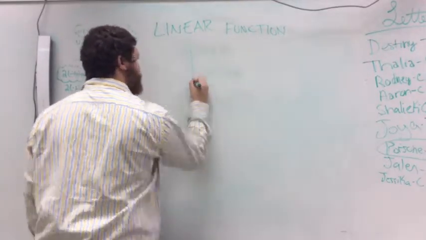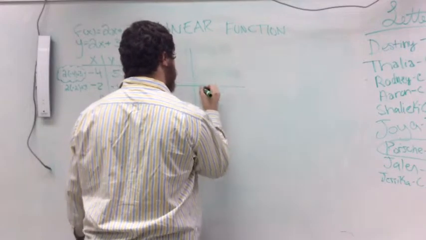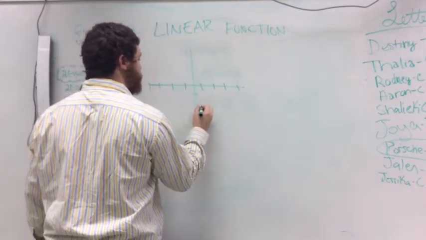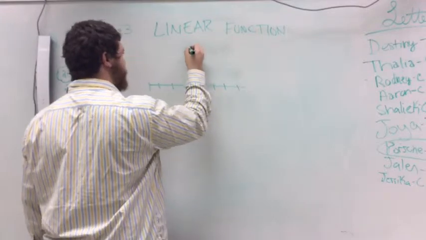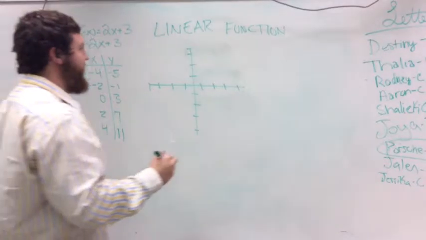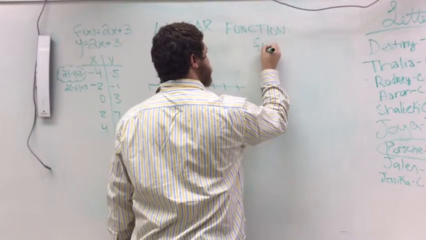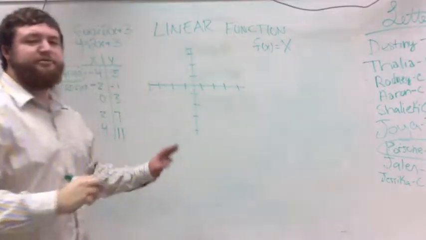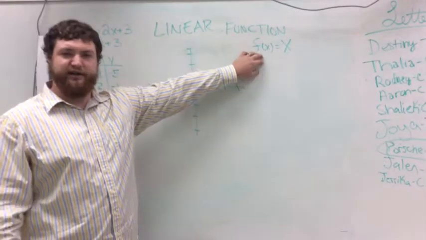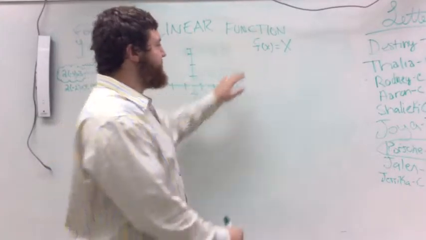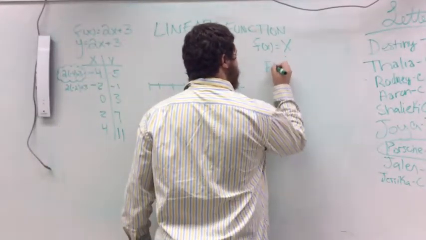Alright, so x and y, 1, 2, 3, 4, 1, 2, 3, 4, 1, 2, 3, 4, 1, 2, 3, 4. Oh, I didn't even talk about this. When I had this up here, I had f of x equals x. That is the most basic form of a linear function, right? I've taken away all the numbers, I've taken away everything except for the x. So this is my parent function.